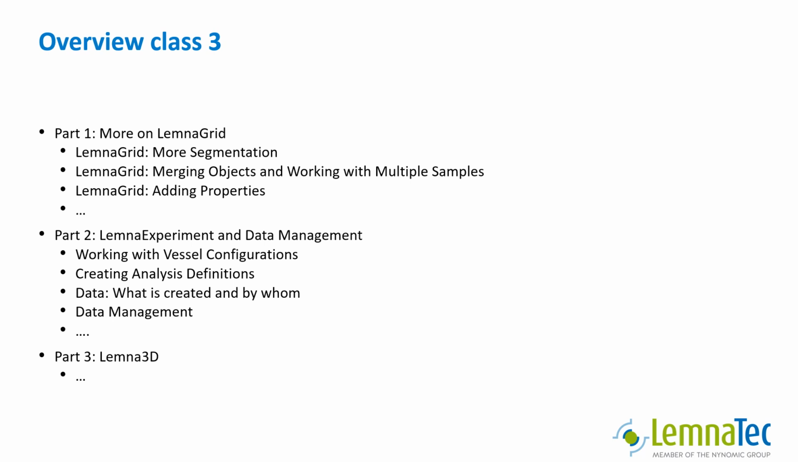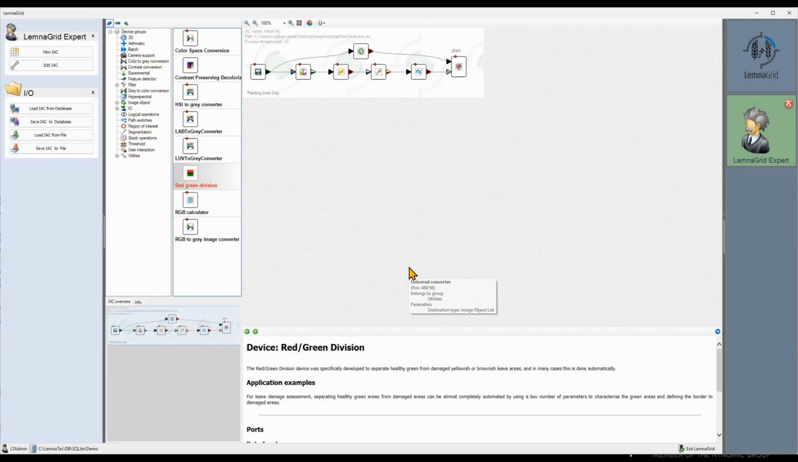In this video, we will have a deeper look at image segmentation using LemnaGrid. Let's start with the first analysis we created at the end of class 2. In this video, we will focus on the second device and its alternatives. The color threshold used here is one of the options for segmentation, but we have more. Let's add a few of them.